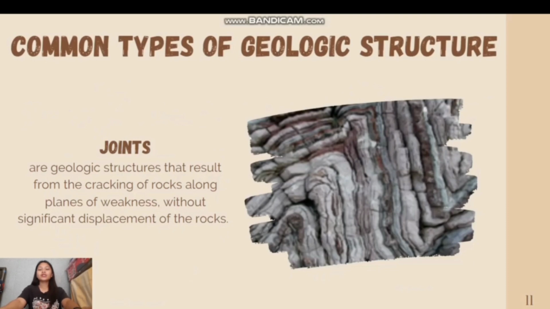Joints are geologic structures that result from the cracking of rocks along planes of weakness without significant displacement of the rocks. Joints arise from fracture due to stress. Stress can be imposed from outside. Joints are fractures on a rock without noticeable movements. They are also fractures with the same orientation.